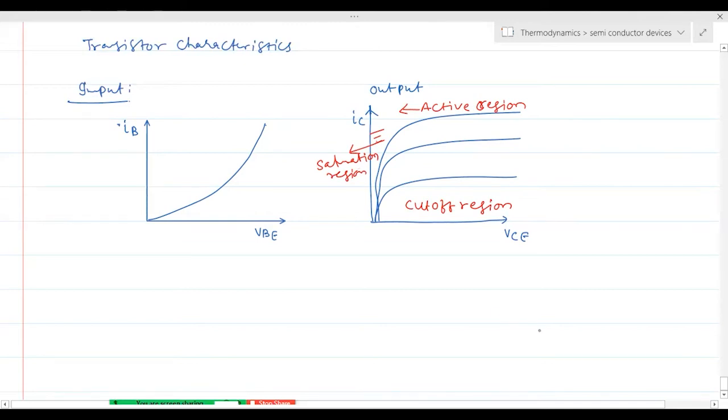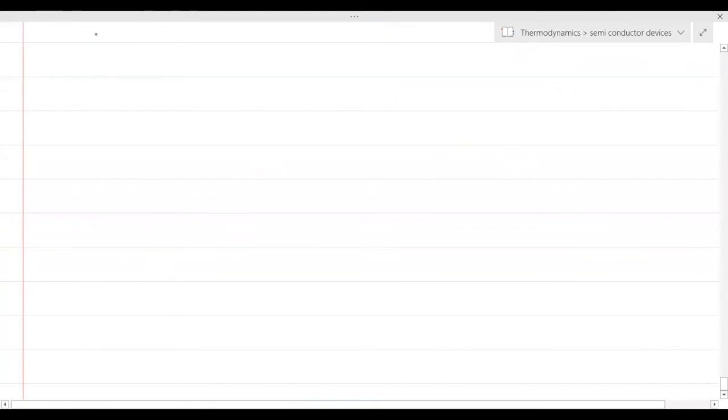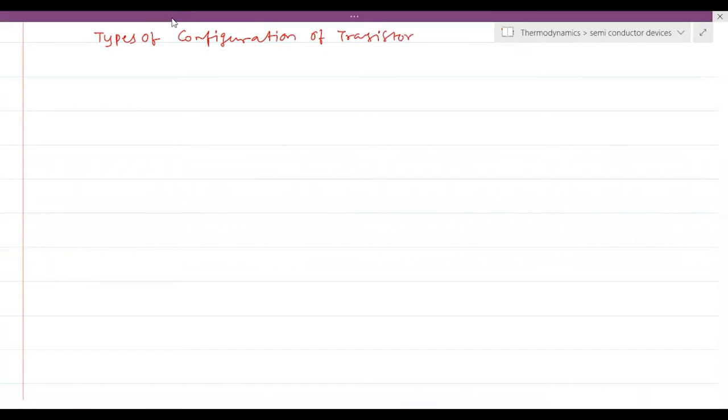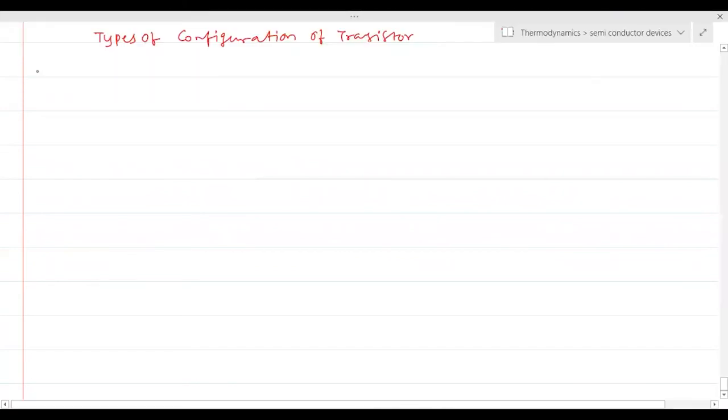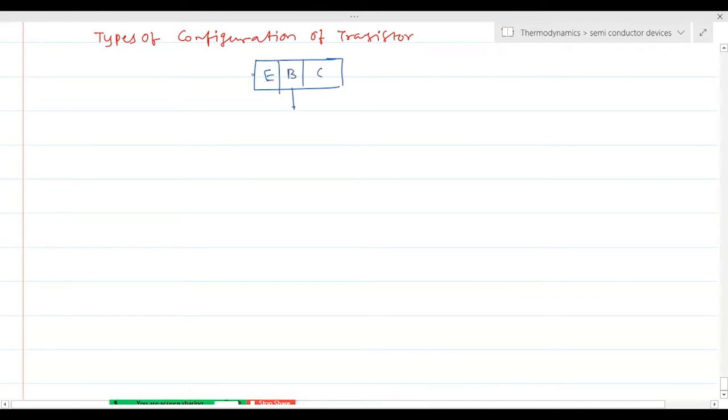So now, the upcoming things are very important. That is the different types of configuration of transistors, and we are going to learn them very easily. It is very easy to understand in the following way. Generally we have three terminals. When we think of a transistor, this is the emitter, the middle one is the base, and the last one is the collector.